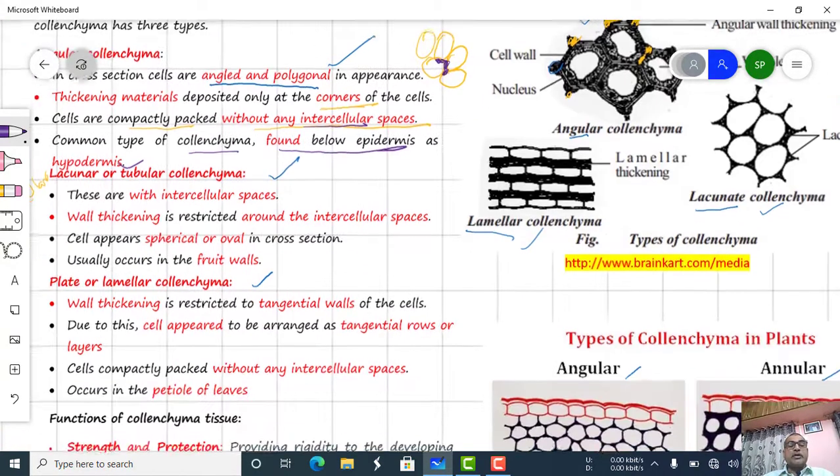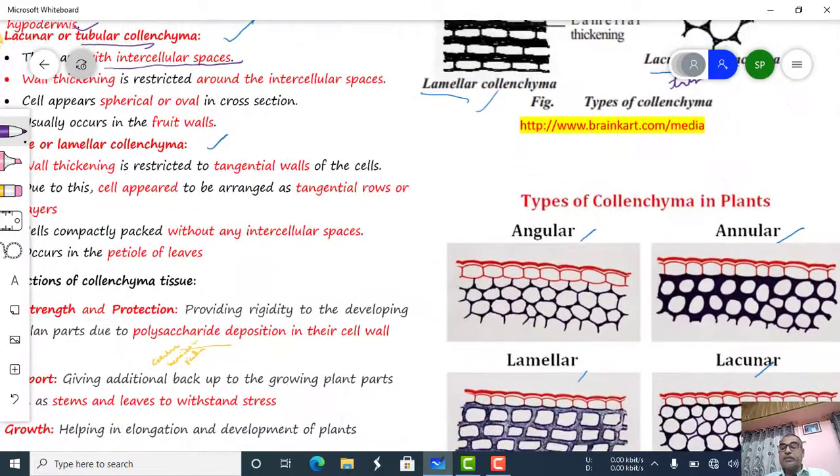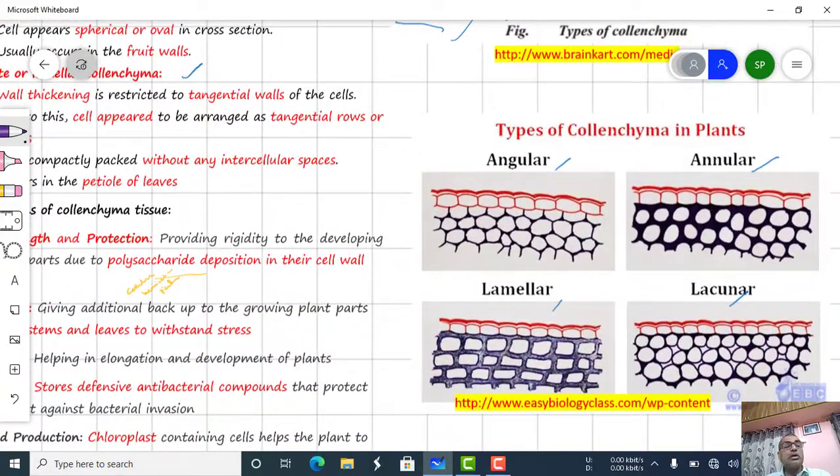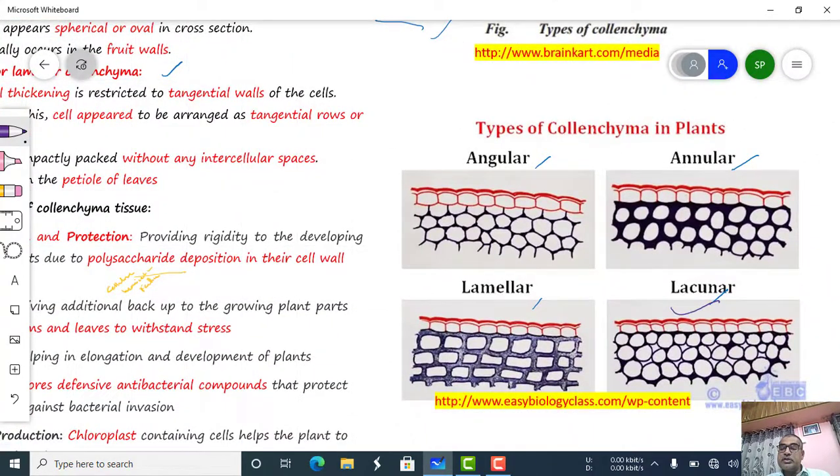Now see the lacunar collenchyma. This lacunar collenchyma is also called tubular collenchyma. So this is lacunar or tubular collenchyma. What is the difference? These cells are with intercellular spaces. If you see this figure, you will observe these are the intercellular spaces.